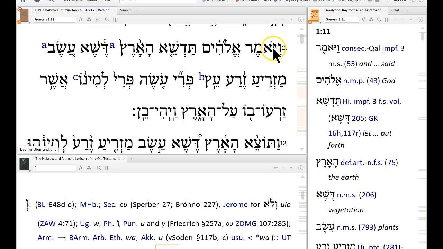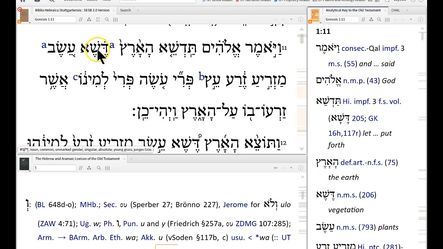This is the second thing that God says on day 3. Vayomer Elohim Tadsheh Haaretz Desha. You see these are cognates here. Let the earth, Desha, Esev, Mazriya, Zera, Eitz Peri Osa, Peri Lemino, Esher, Zaro Bo Al Haaretz Vayikain. And God said, let the earth, and then this is the word vegetation, and put forth. If there were a way to make these connected in your translation, that will help you remember it. Let it vegetate vegetation. Let it put forth vegetation.